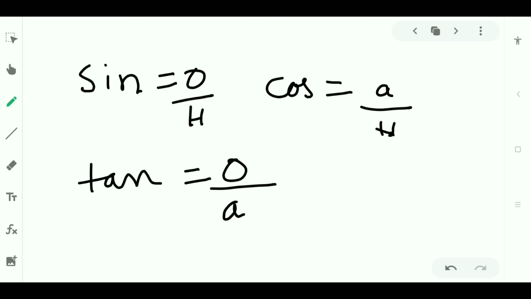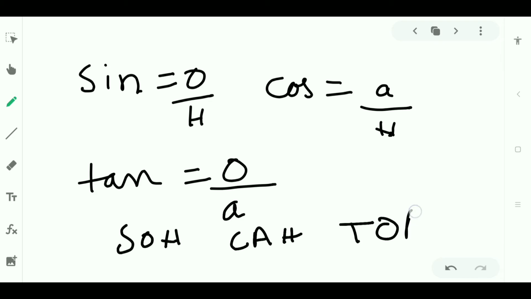For this one we can remember it like this. Now you can remember it as SOHCAHTOA. Here S is sine, opposite by hypotenuse; cos, adjacent by hypotenuse; tan, opposite by adjacent. Like that it is easy for you to remember.